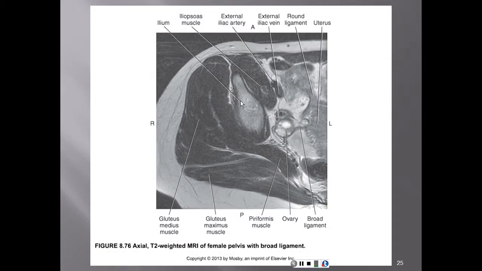Axial T2 weighted MRI of the female pelvis with the broad ligament. This image can be found on page 534. And here we can clearly identify the gluteus medius and maximus muscles, the iliopsoas and piriformis muscle. So you have the iliopsoas muscle, the iliacus and the psoas muscle converging, and the piriformis muscle. This is the gluteal group.